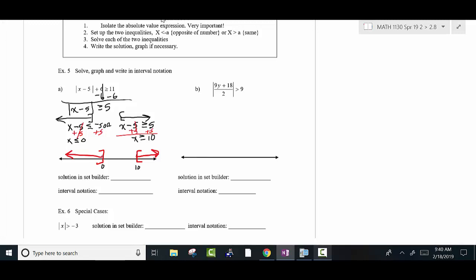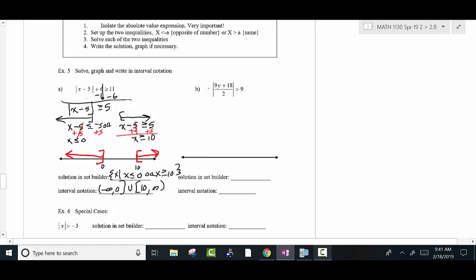Okay? So the way you would write this in set builder is you would just say set of x, and then you write your two inequalities that we got. We got x less than or equal to 0, or x is greater than or equal to 10. So that's the set builder answer. Interval goes like this. You would say negative infinity to 0. That's your less than. Then the other one would be 10 to infinity. Okay, one of them's going to the left, one of them's going to the right. That's the idea. Okay? All right, so you can get it set up. Shouldn't have too much trouble.